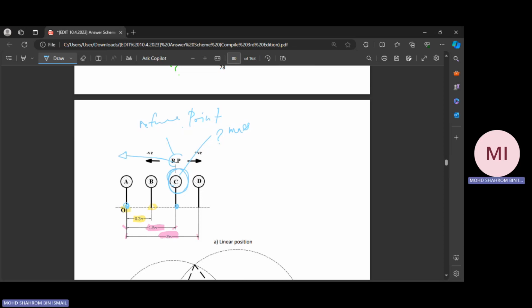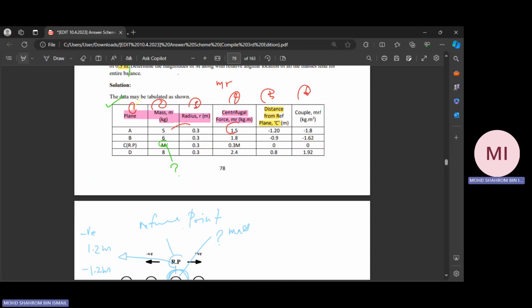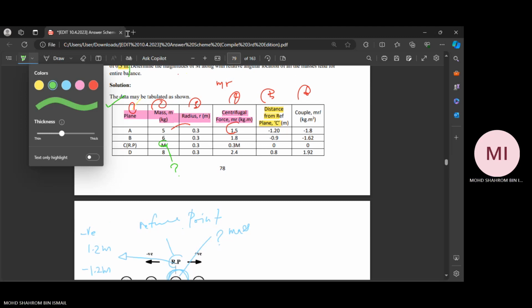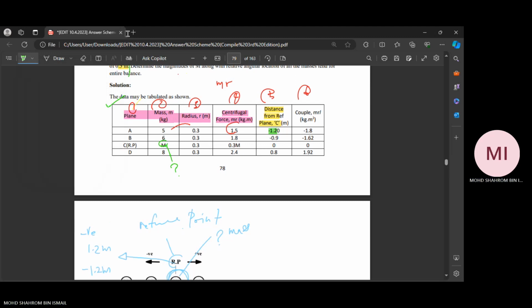So what's supposed to be the length? The direction is on the left, so it's going to be negative. And then what is the magnitude? The magnitude is 1.2 meter. Therefore, the overall value is supposed to be negative 1.2 meter. So that's why we get this value. Same goes for C to B.